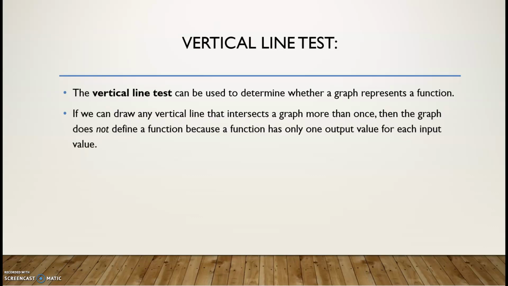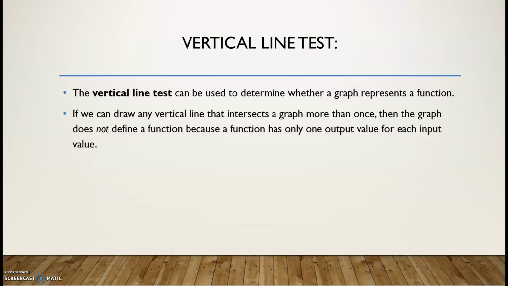Now, something called the vertical line test. This can be used to determine whether a graph represents a function. So we can draw any vertical line that intersects a graph more than once. If that happens, if it intersects a graph more than once, then the graph is not a function.